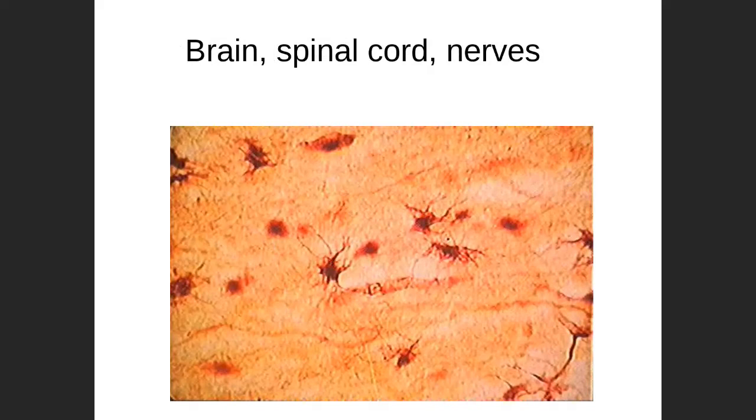And where do you find this type of tissue? You're going to find it in the brain, the spinal cord, and the nerves. The first two on that list, brain and spinal cord, are found in the central nervous system. Nerves are found in the peripheral nervous system.